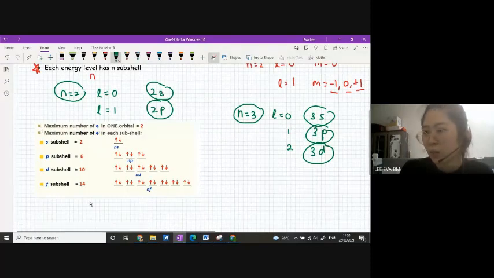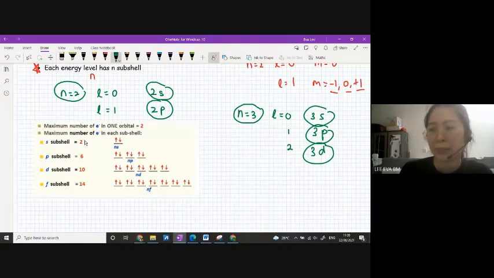Okay, so over here also Madam wants to highlight, recall back the maximum number of electrons in the orbital or in the subshell. If you see S subshell, doesn't matter if it is 2S, 3S, 4S, the maximum number is 2, which is represented by this diagram. For P subshell, the maximum is 6, because you have 3 orbitals. For D subshell, maybe 3D, 4D, 5D, the maximum is 10, because you have 5 orbitals.